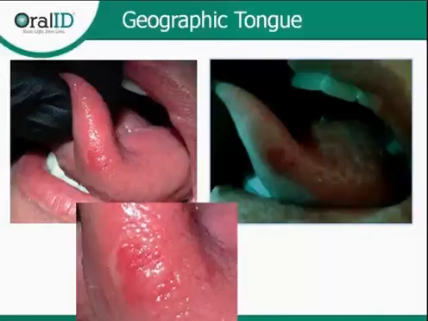So again, Oral ID helps us detect things sometimes that we can't see in a white light exam, but Site ID is going to give you the diagnostic answers you're looking for to determine, is this something that we need to have removed or be biopsied, or is it something that we can just keep a closer watch on?